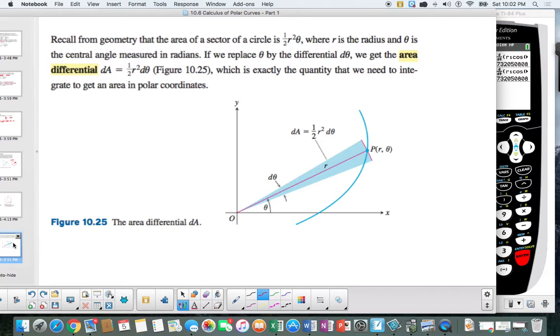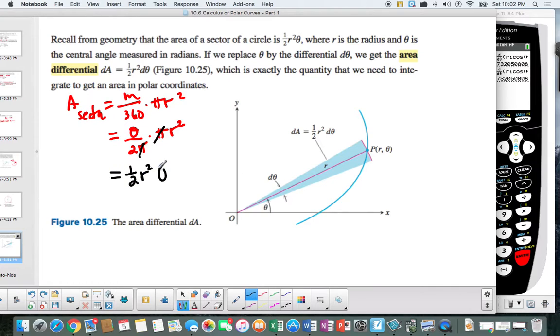All right, well, let's go back to geometry and try to find an area of a sector. What we did is we defined it as m over 360 times pi r squared, so a portion of the circle. When we're working in calculus, we don't work with degrees, so this will be theta over 2 pi times pi r squared, and the pi's are going to cancel, and we're going to get 1/2 r squared theta. That's what we're getting right here.